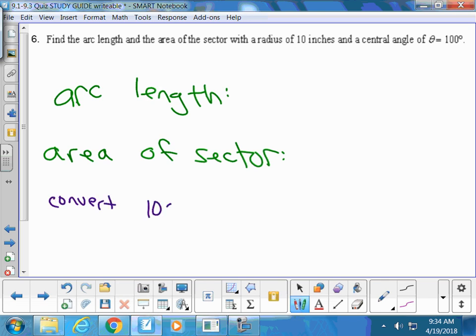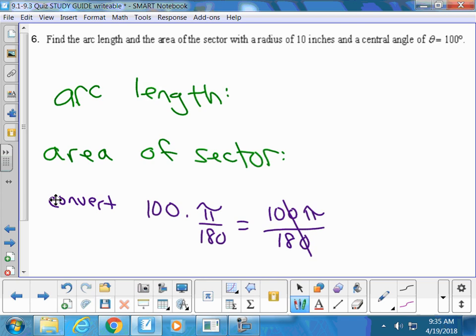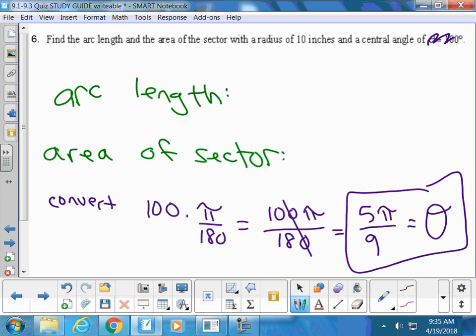We're going to convert that 100 degrees to radians by multiplying by pi over 180. We did this yesterday. That's 100 pi over 180, and the zeros can cancel. What does 10 and 18 have in common that I could divide out? A 2. So 10 divided by 2 is 5, 18 divided by 2 is 9. So 5 pi over 9 is what we're going to be using as our theta in our formulas, not the 100.